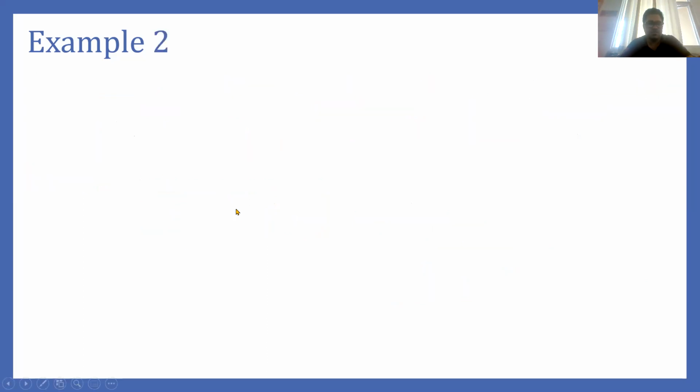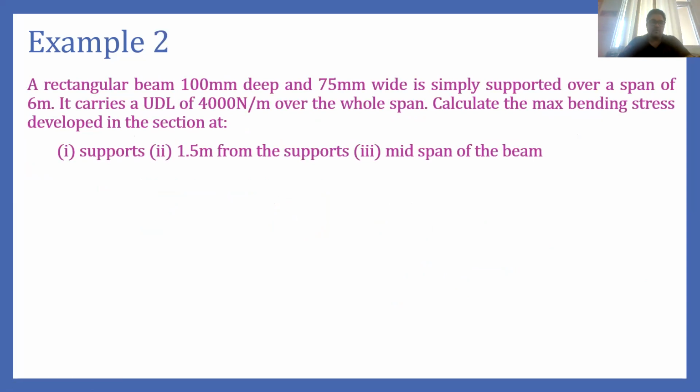Now taking another example. In this example, there is a rectangular beam and the cross section of the beam is given as 100 mm deep and 75 mm wide, and it is simply supported over a span of 6 meters. So the length of the beam is also given, and the beam is carrying a UDL of 4000 Newton per meter over the whole span. In this, we have to find out the maximum bending stress developed in the section at support.